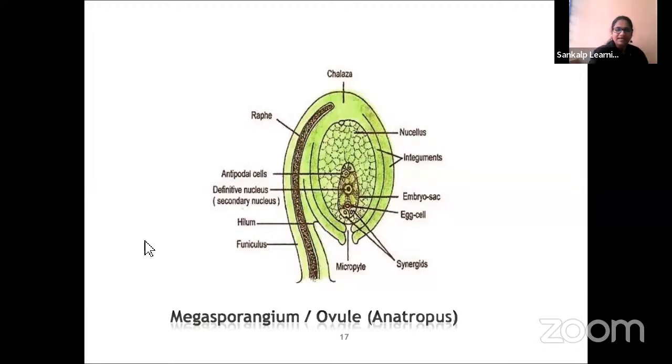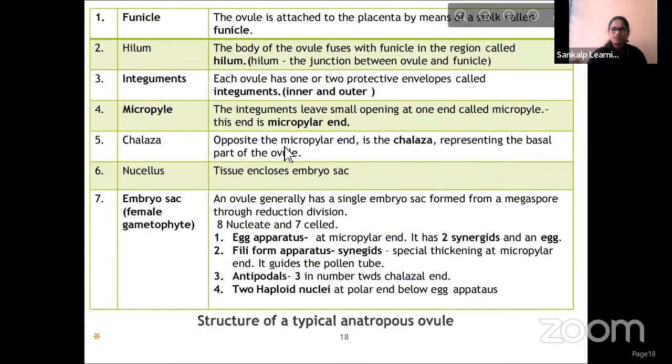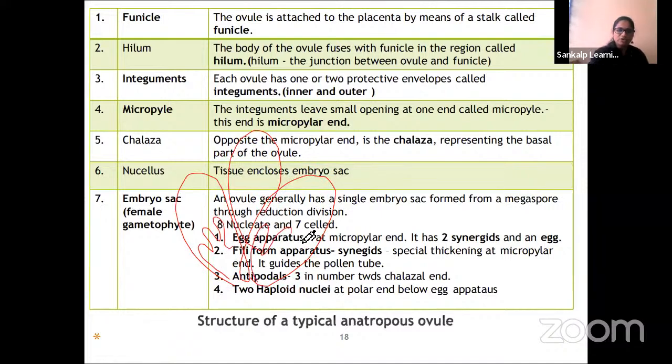Just a minute. So these are the synergid cells and this is the egg cell. Inside the synergids you will find finger-like projections like this, which are called the filiform apparatus. These apparatus guide the pollen tube when it fuses with the egg. That we have to remember.